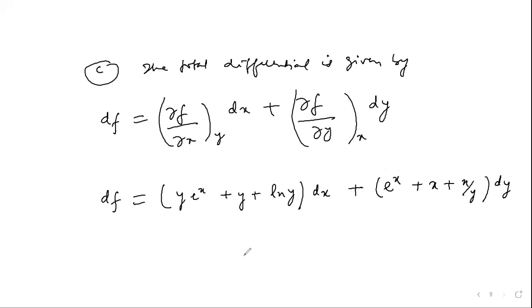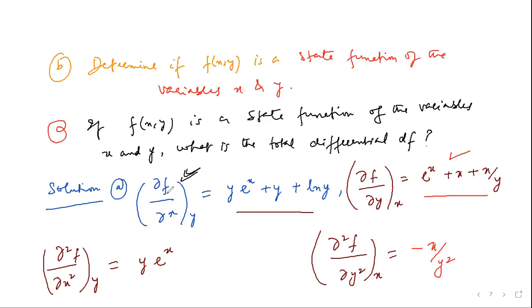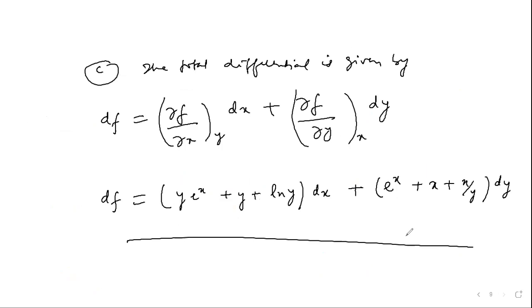So df is y e^x plus y plus ln y dx, then plus e^x plus x by y dy. So these are simply the derivatives with respect to x and with respect to y, right? So we have done this question. This way you can do other questions.